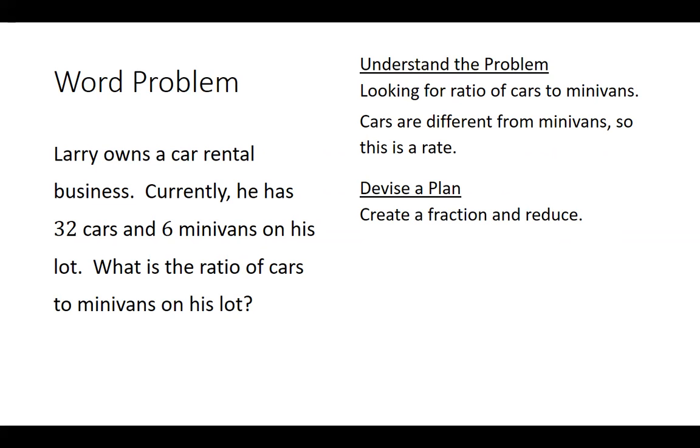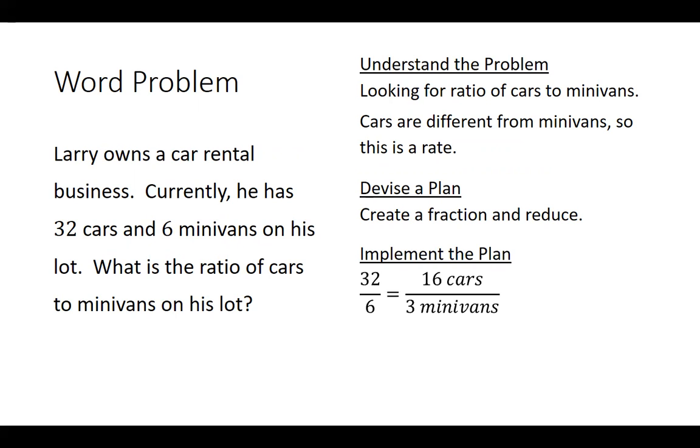So we're trying to find the ratio of cars to minivans. So we're going to look at the number of cars and the number of minivans. We're going to create a fraction with that, which is a rate or a ratio. And then we'll simplify if possible. So implement the plan. We have 32 cars and 6 minivans. So that's 32 over 6. But I see that 32 and 6 are both even. So I can divide the top and bottom by 2, and I get 16 cars for every 3 minivans.